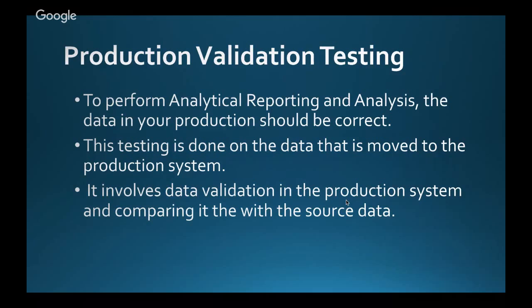Production validation technique. Production validation testing is used to perform analytical reporting and analysis. The data in your production should be correct, and that is verified. This testing is done on the data that is moved to the production system. It involves data validation in the production system and comparing it with the source data. So whatever source data you have and whatever data you have in production, they both are validated. Whenever your data is moved to the production system, it has to be validated, and that kind of testing is known as production validation testing.